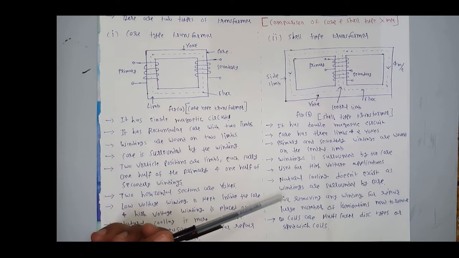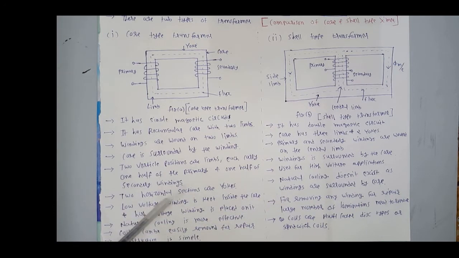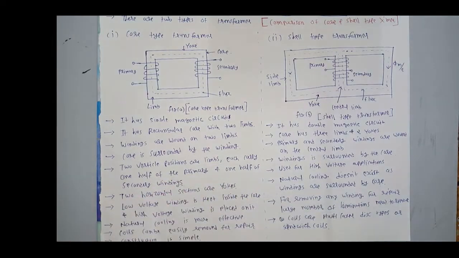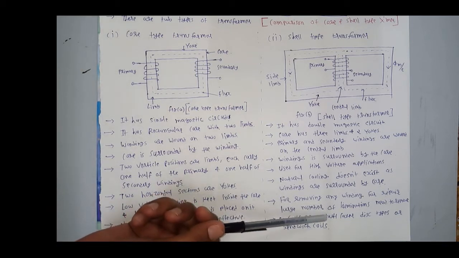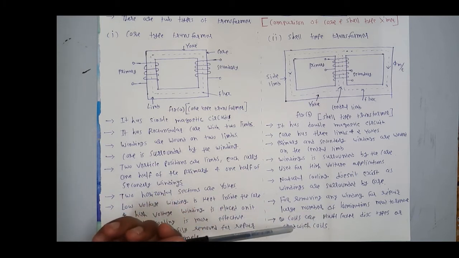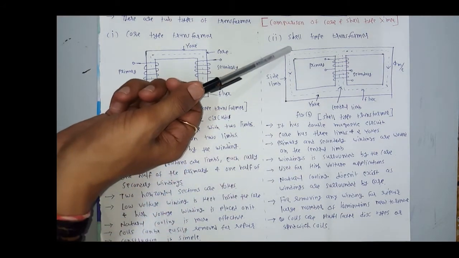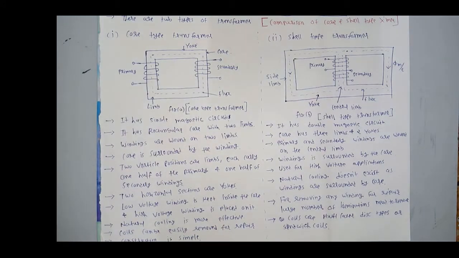Here we cannot easily remove the winding compared to the core type transformer. For removing any winding for repair, a large number of laminations need to be removed. It means that we cannot easily remove the winding from the core in shell type transformer. Okay. Here coils are multi-layer disc type or sandwich coils, whereas in this, rectangular coils are used. So for shell type transformer, you have to keep in mind these important points.